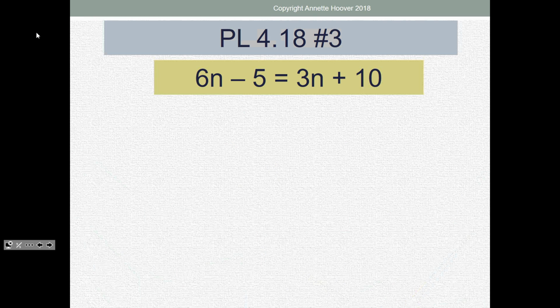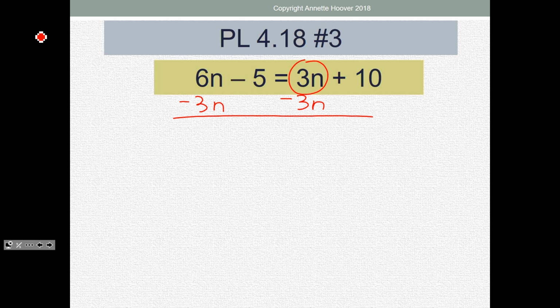Last example, we have 6n minus 5 equals 3n plus 10. I'm going to choose to move the 3n, so I'm going to subtract 3n on both sides of the equation. 3n and negative 3n becomes 0. We have different signs, so we subtract and keep the sign of the one with the greatest absolute value, so we have a 3n. Copy down the rest of the problem. Now we have our two-step equation.